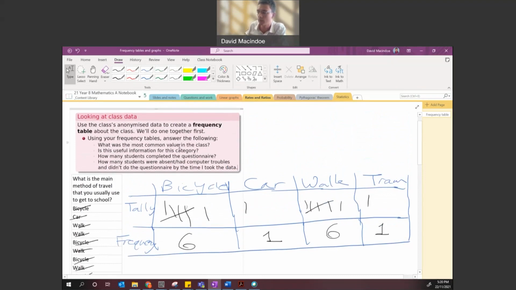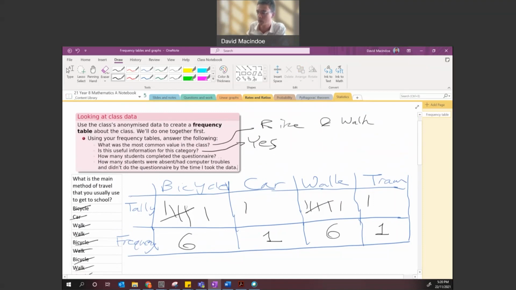So what was the most common value in the class? Here we've got bicycle and walking were equally common. So right here, bike and walk. Is this useful information for this category? I would say yes, right? It's useful in terms of it tells us what students are most likely to do. So if you're interested in how you guys get to school, that is useful.